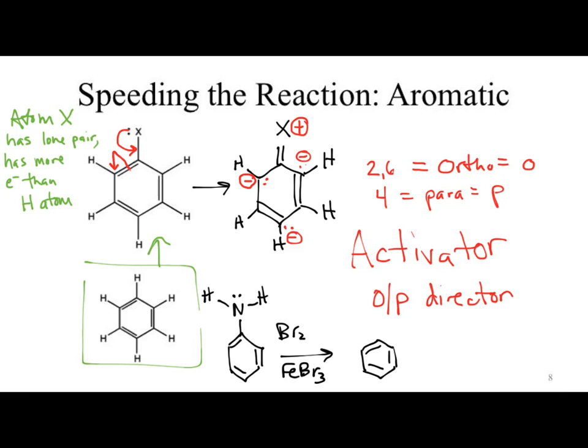Still going to have my benzene ring. I'm still going to have my NH2. Where should I put the bromine? We'll have H plus. Either to the O or P positions, ortho or para. Drew this terribly. We'll actually see it at the para position. We'll talk about that why later.